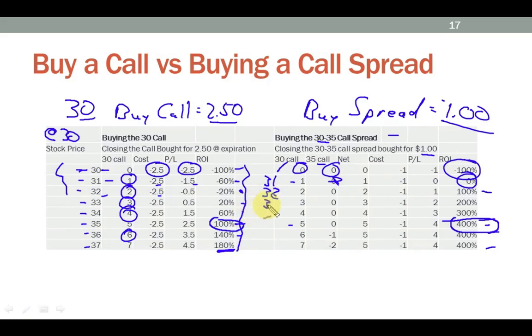But this is the stock now going up to 33. What's a 30 call worth when the stock is at 33? A 30 call is worth at least $3. The 35 call goes out worthless. You make 200% for a $3 move in the underlying. If you just buy the call, you make 20%. What do you want? You want 20%? You want 200%? That's why I say reckless. It's not reckless, they don't understand basic math. Don't buy calls and don't buy puts.